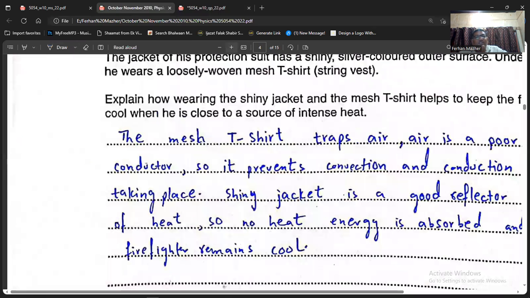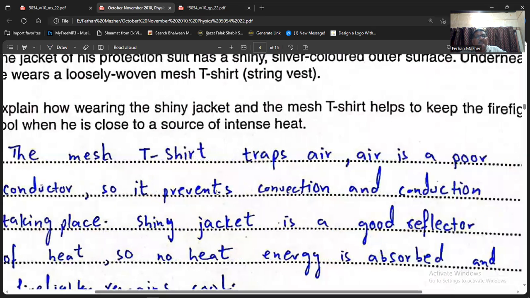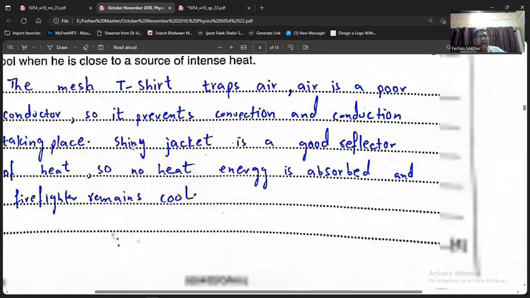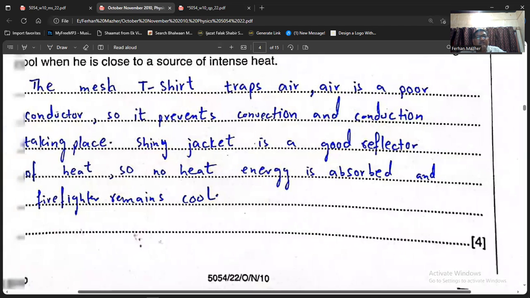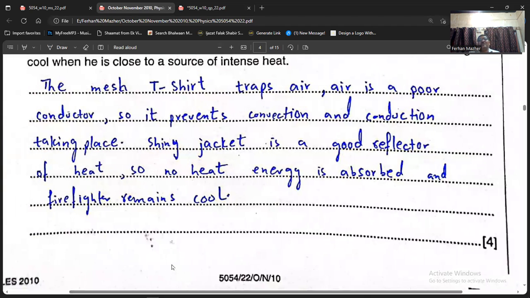So here we have this answer, and this answer is written by one of my students, and her name is Aisha. Thank you to her for writing the answers. The mesh t-shirt traps air. Air is a poor conductor, so it prevents convection and conduction taking place. Shiny jacket is a good reflector of heat, so no heat energy is absorbed and firefighter remains cool.